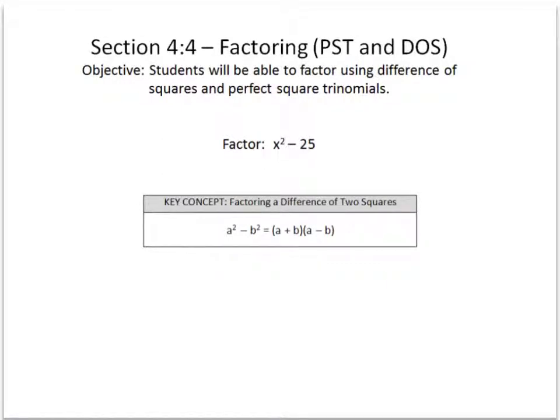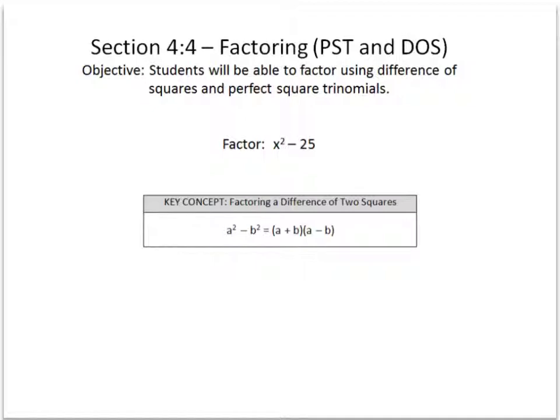All right, so PST and DOS, what those actually mean. PST is a perfect square trinomial. DOS is the difference of squares. These are special kind of shortcuts for factoring. Perfect square trinomial. A trinomial has 3 terms. Difference of squares. Difference of squares are going to have 2 terms.